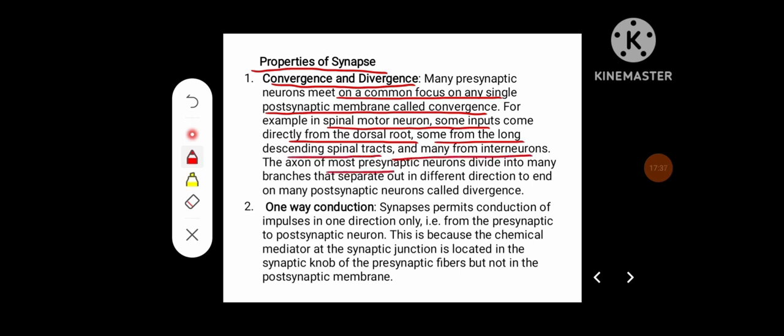The axon of the most presynaptic neurons divide into many branches that separate out in different directions to end on many postsynaptic neurons, which is called divergence.